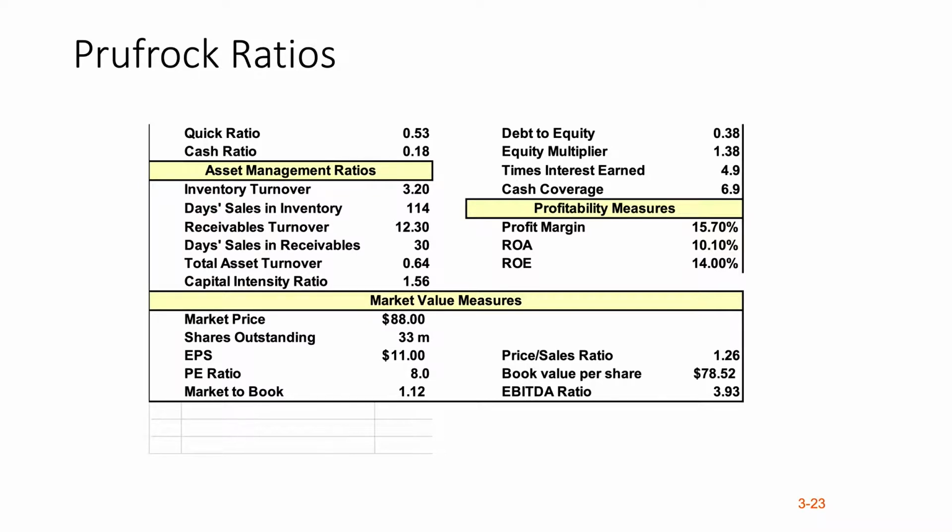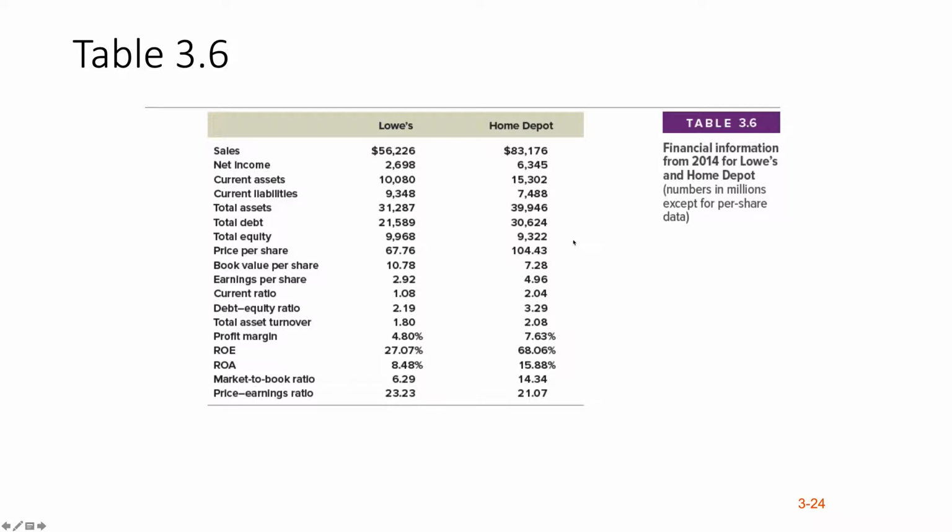Oh, here is the financial information from 2014 for the department store, Lowe's and Home Depot. Here you can do the analysis to see what that is. Now, the key ratio I'm looking at first is profit margin. Obviously, Home Depot is doing much better than Lowe's. Therefore, you're looking at Home Depot's return on equity, 68%, which is much better than Lowe's, 27.